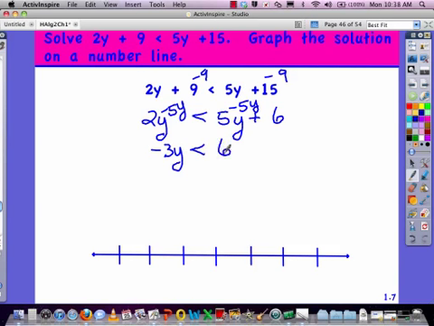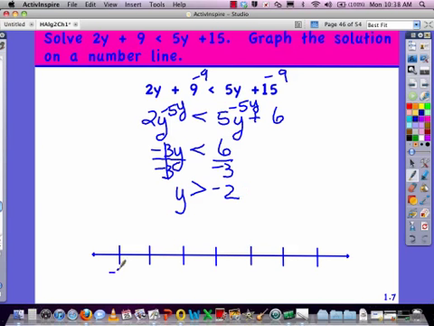We have a negative 3 here in our problem. We're going to have to undo that with a divide by negative 3. So here's a chance to use that property we just reviewed. If I divide by a negative 3, I must switch the inequality sign and reduce my fraction. So we'll end up with a solution of y is greater than negative 2.